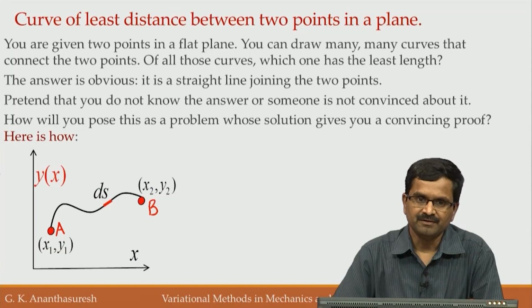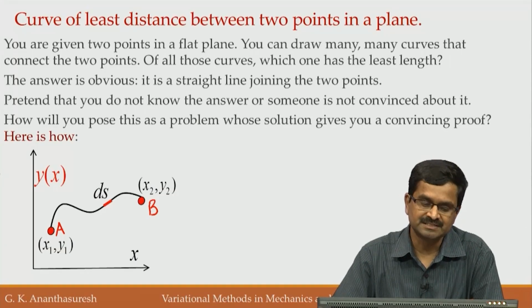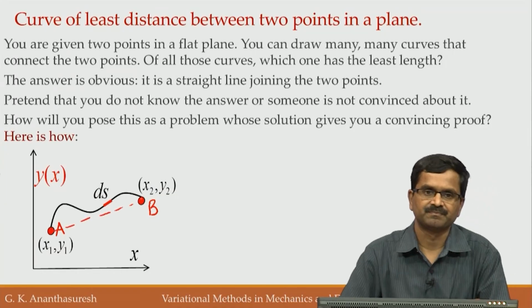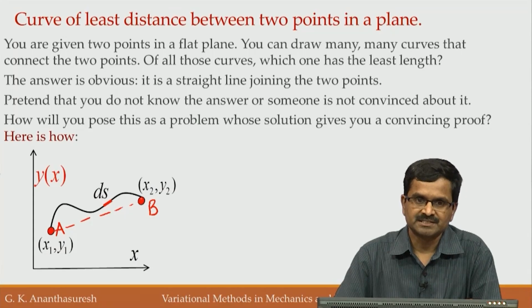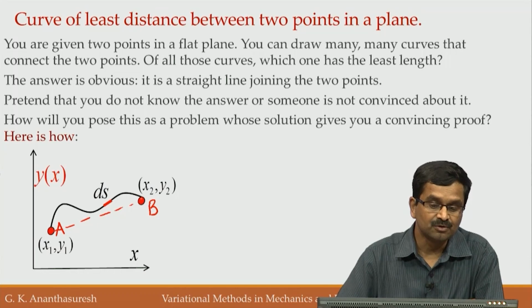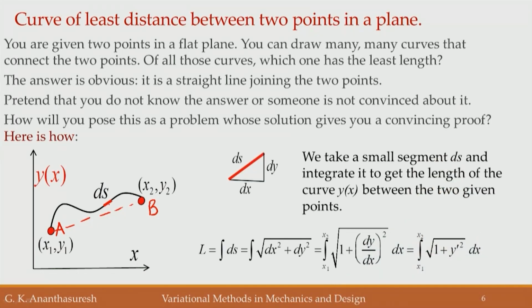Now, in a plane, you know that between 2 points, if you want to find a curve of least distance, the answer is the straight line joining the 2 points. But let us pose this as a calculus of variations problem and then see what the objective function, or the functional, looks like. So, for that we take a small element such as the one that is shown here, call it ds, and enlarge that over here. So, the ds, and this is dx, and this is dy.